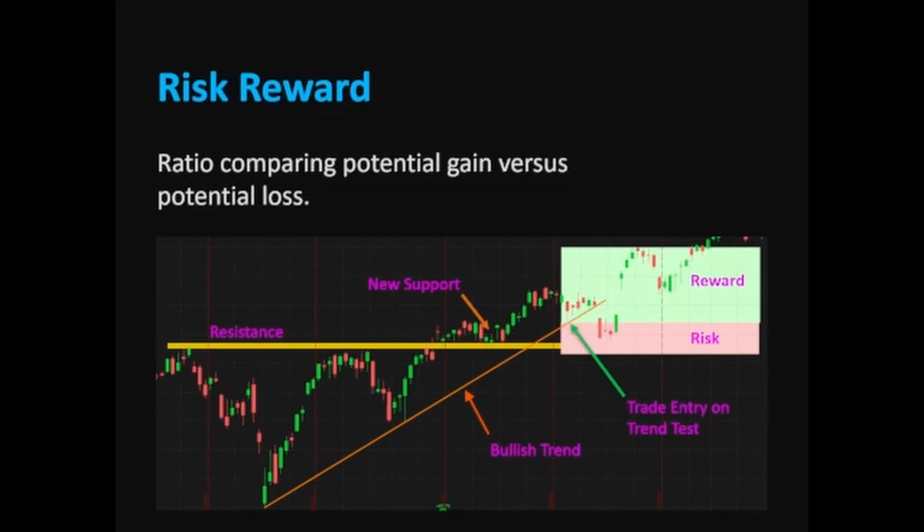In this case, the stock did come back and test the resistance level, but it never broke through it. So our trade is still valid, and we were actually able to wait this trade out and take a nice profit. This is a great example of how to use technical analysis and risk reward to take trades.